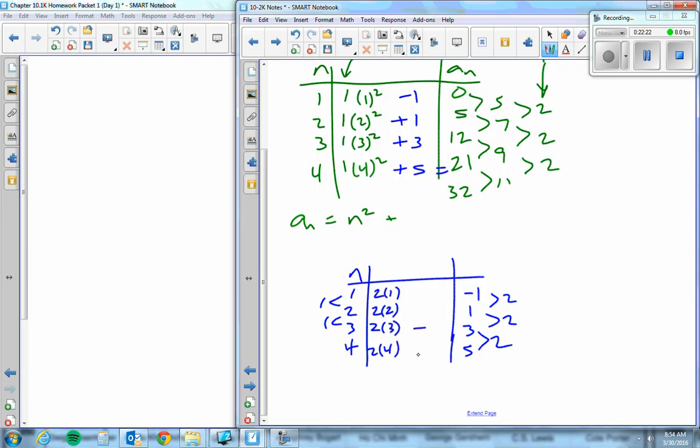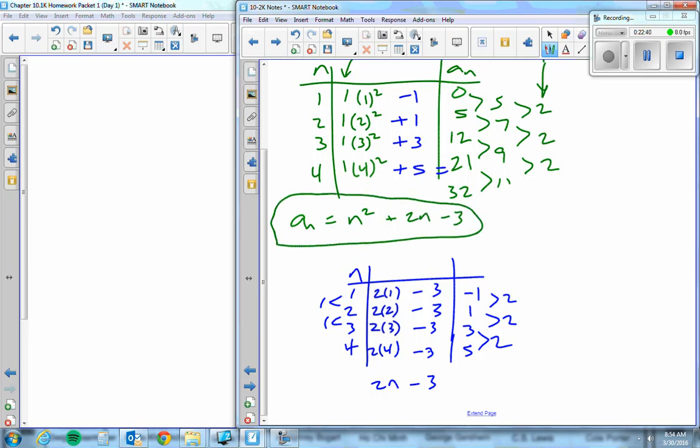And then what do you do every time? 4 minus 3 is 1, 6 minus 3 is 3, 8 minus 3 is 5. Which means the rest of the rule is 2n minus 3. So put plus 2n minus 3. So, how do you identify quadratic? The second difference is constant. And then, worst case scenario, it would take 2 steps like that to actually find the complete rule.